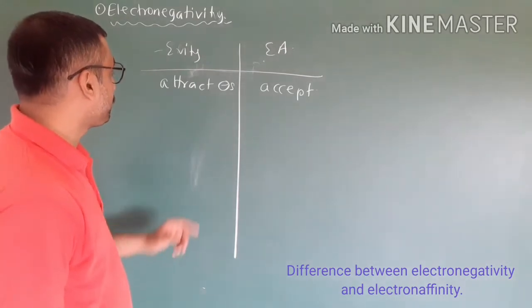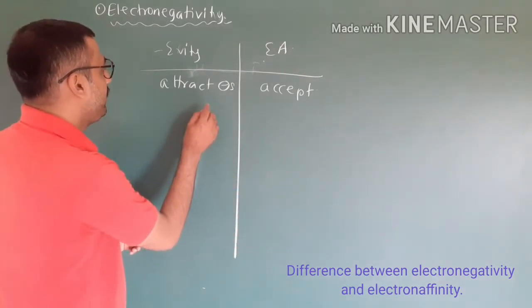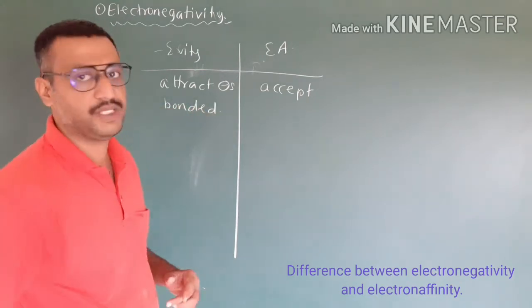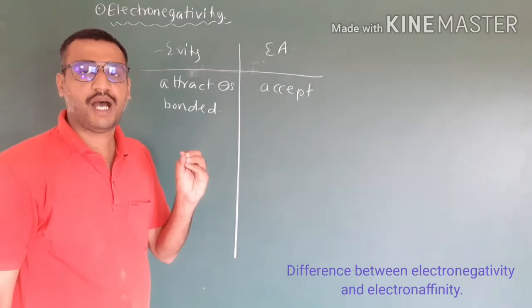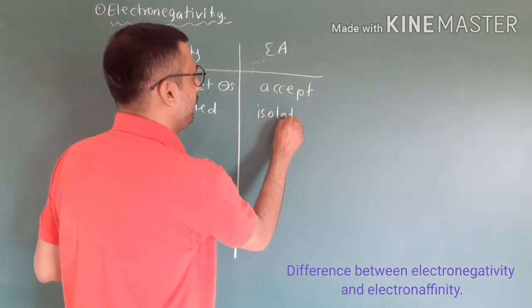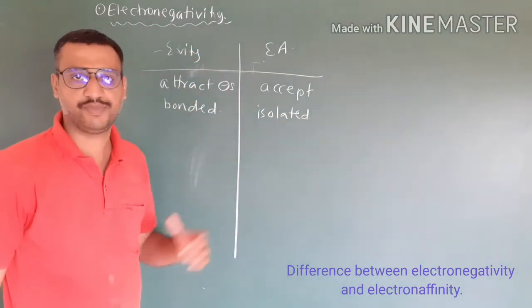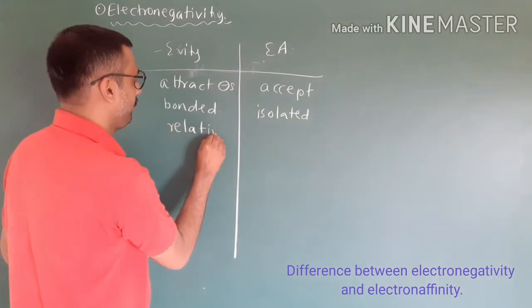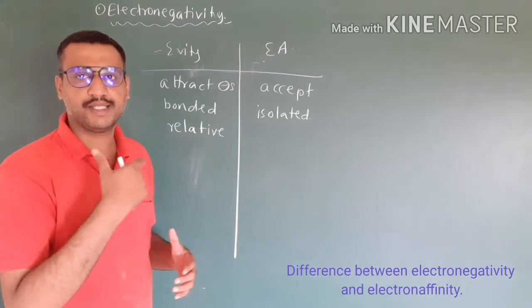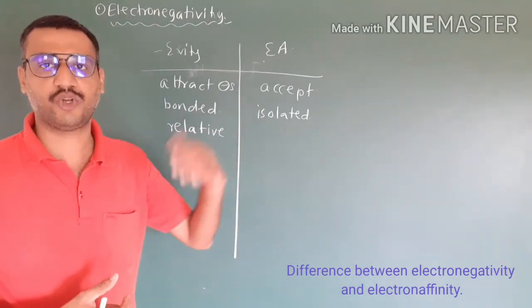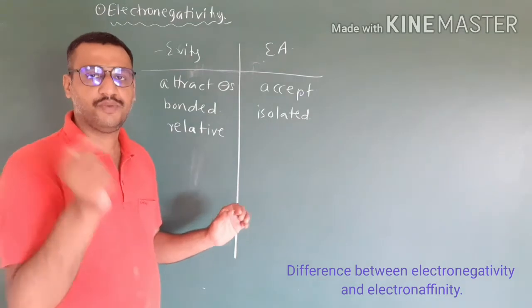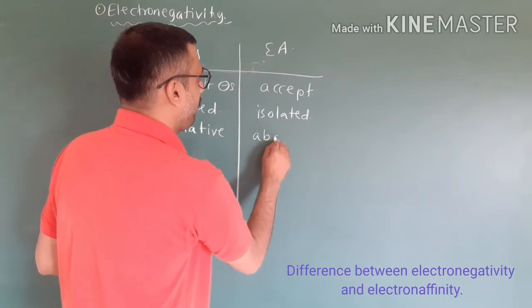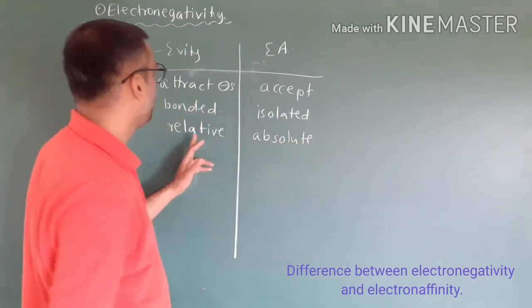Next, electronegativity is the tendency of an atom which is bonded, and electron affinity is the tendency of an isolated atom. Electronegativity is a relative property; it depends upon the other species, whether the other is more or less electronegative. But the energy released when we put an electron in an atom is a fixed value. So electron affinity is an absolute value, and electronegativity is a relative value.